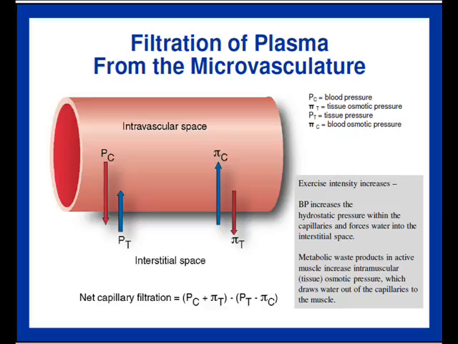But basically, not only do high hydrostatic pressures play a role in driving the plasma into the interstitial space, also metabolic waste products of the active muscle. So lactate is one. Okay. They can also draw water out of the capillaries into the muscle. We mentioned some of those waste products before. Histamine's one, adenosine's one, lactate is one. They can all draw water out of the capillaries.